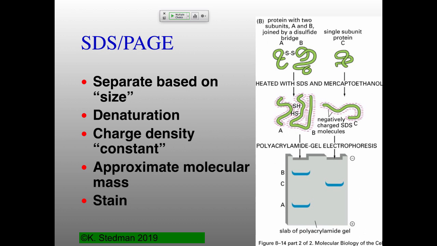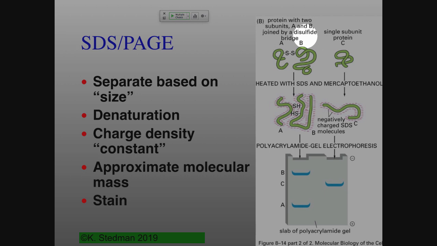The other thing that happens in SDS-PAGE is you heat up your protein. Heating up the protein pulls it apart and allows the detergent to bind. And this is then the process that you get for SDS-PAGE: sodium dodecyl sulfate and your reducing agent. You heat up your protein, and then you put it on the gel. The gel is a polyacrylamide gel. That's what the PA stands for, polyacrylamide gel electrophoresis. So this separates based on size.